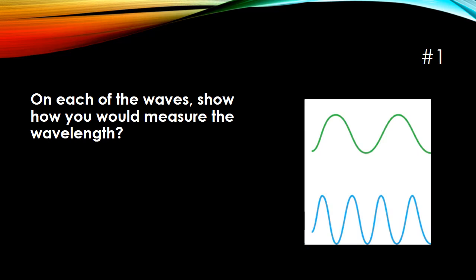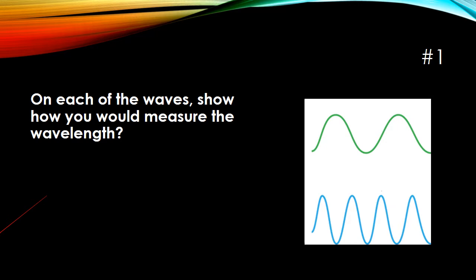To measure the wavelength of a wave, you can either go from crest to crest or from trough to trough. Make sure, just as a note, that you do know the different parts of a wave, like crest and trough. You should know those things.